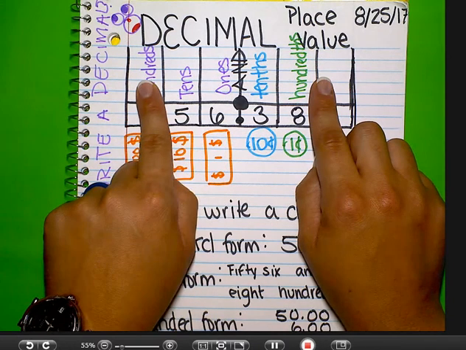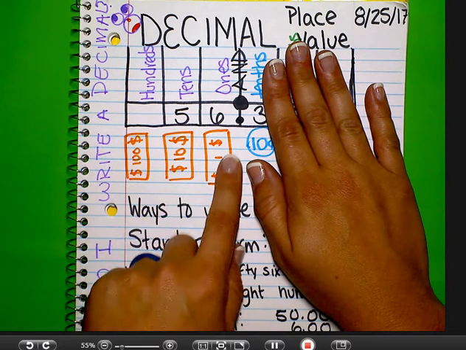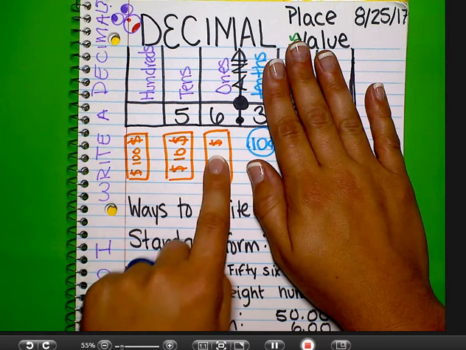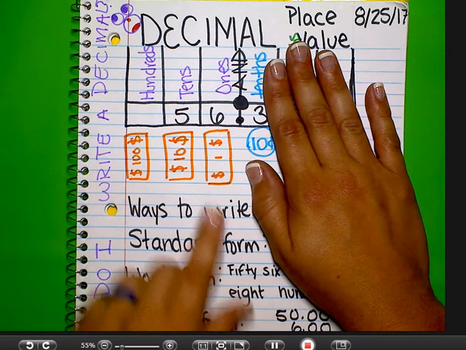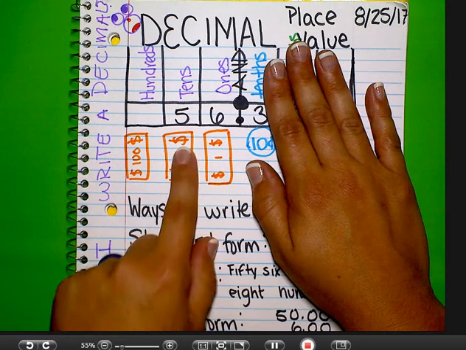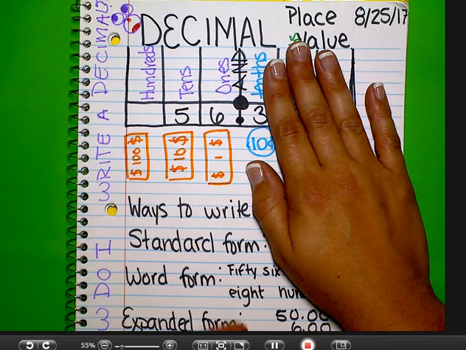Okay? So when you think about this, what I want you to do is think about a dollar. Everybody knows money. A dollar. That's a whole. Whenever you think about tens, I want you to think about $10. Whenever you think about hundreds, I want you to think about $100.